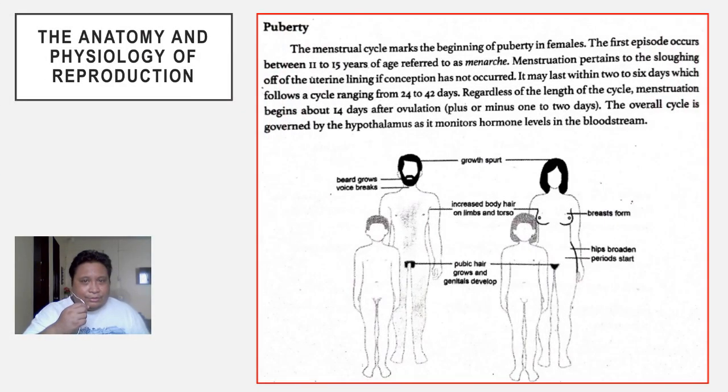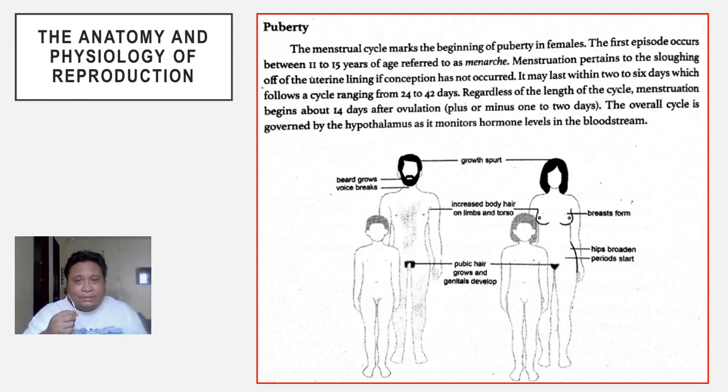Okay, so we're talking about puberty. The menstrual cycle marks the beginning of puberty in females. The first episode occurs between 11 to 15 years of age, referred to as the menarche. Menstruation pertains to the sloughing of the uterine lining if conception or fertilization has not occurred. It may last 2 to 6 days, which follows a cycle ranging from 24 to 42 days.